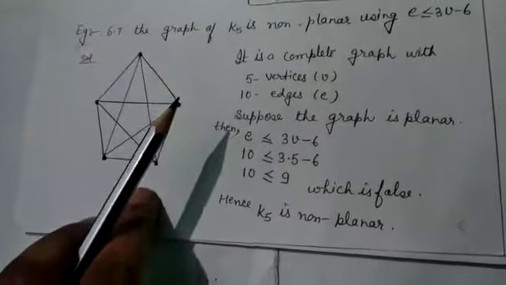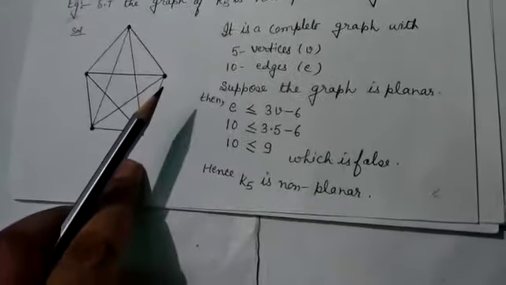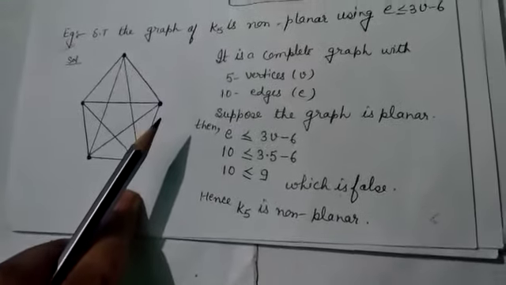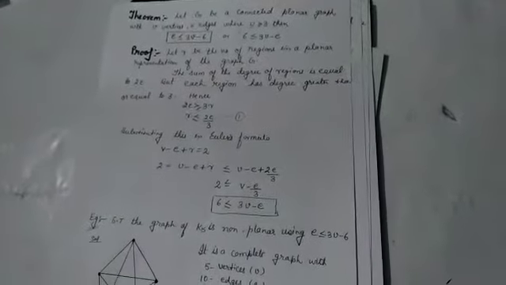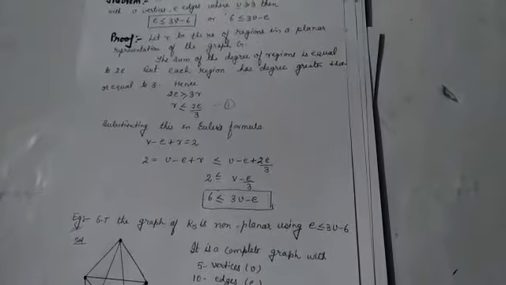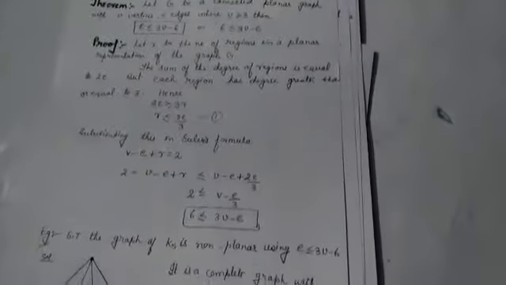Thus, we have seen what a planar graph is, an example of a non-planar graph, regions, and we have verified Euler's formula. Thank you.